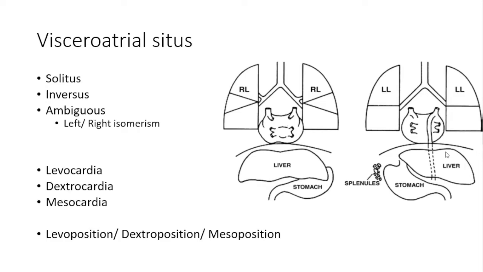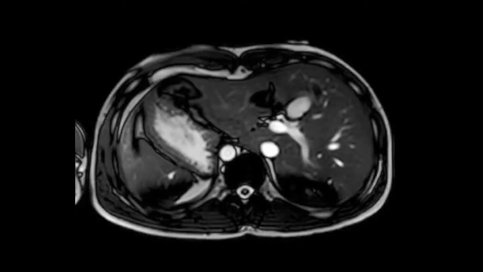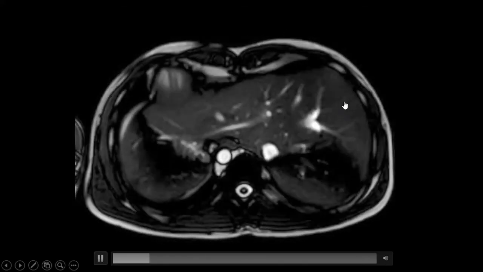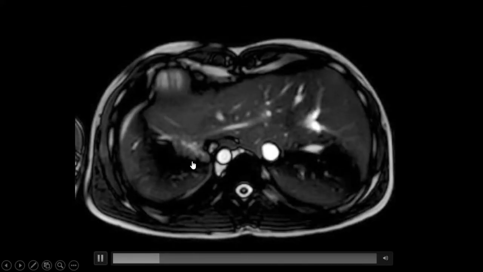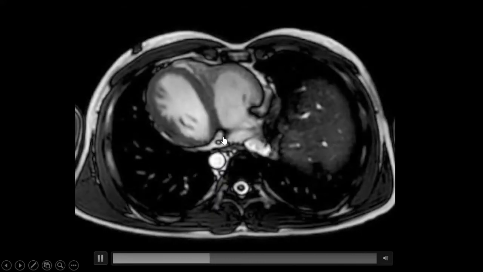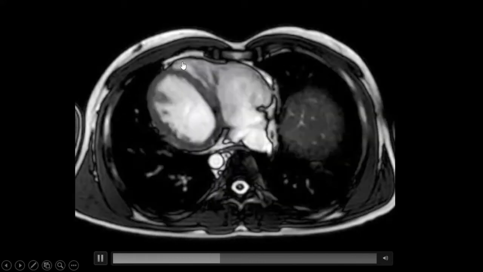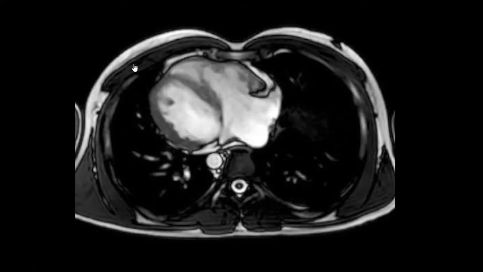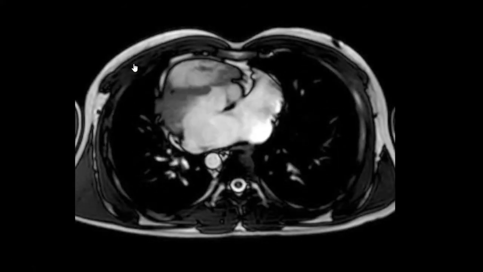In this case, we can see that the liver is on the left, the spleen is on the right, and we can see that the base to apex axis of the heart is towards the right side. So this is the situs inversus with dextrocardia.